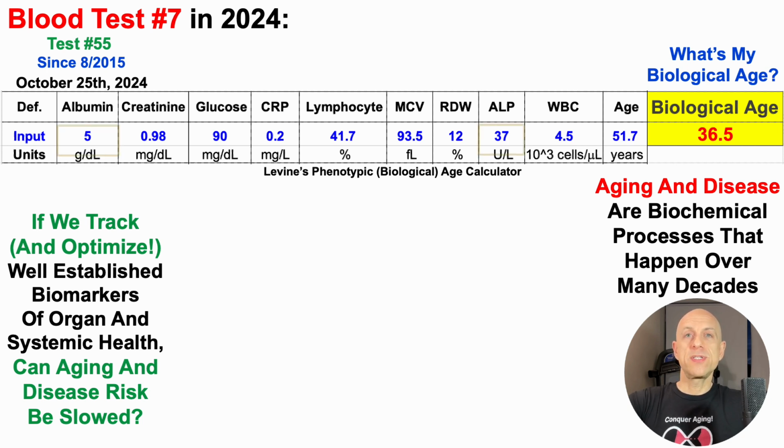In terms of those biomarkers, they include 2 markers of liver health and function, so albumin and alkaline phosphatase, ALP, kidney function, creatinine, metabolic health, glucose, inflammation, high sensitivity C-reactive protein, 2 measures related to white blood cells, WBCs, the lymphocyte percentage, which is total lymphocytes divided by WBCs, and obviously WBCs, and then 2 measures related to red blood cells, the MCV, which is the average red blood cell volume, and then the RDW, or red blood cell distribution width, which is a measure of the variation in red blood cell volume.